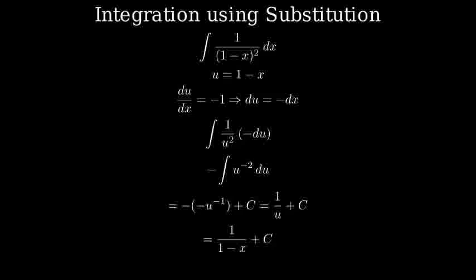And there you have it. We've evaluated the integral of 1 over 1 minus x squared using the substitution method. We've transformed it into an integral with respect to u, evaluated it, and then substituted back to express the result in terms of x.